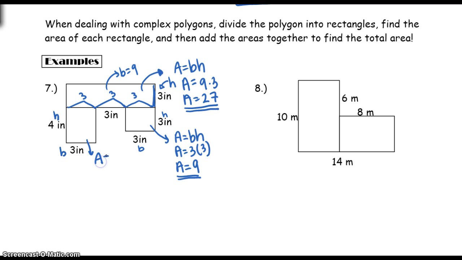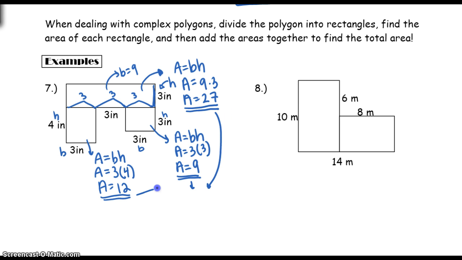So our area here is base times height. So then our area here will be 3 times 4, okay? So then the area is going to be 12. Star it, happy face it, whatever you want to do. Because think about it. This is a complex polygon. It has 3 shapes. And if I want the total area, I need to add all of these together.